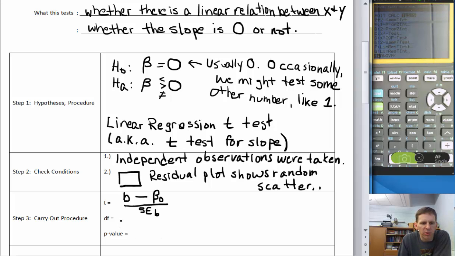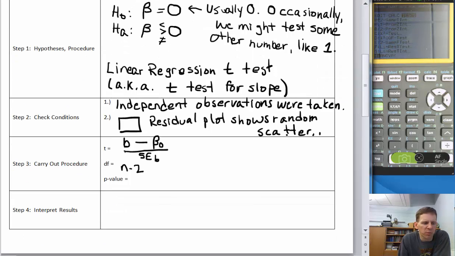The degrees of freedom is still equal to n minus 2, and you can use the linear regression t-test to find the p-value. When you conclude this problem, similar to what we did before, the first thing you want to talk about is the value of the p-value. So since the p-value is less than or greater than 0.05, we reject the null hypothesis or fail to reject the null hypothesis. That's your first sentence.